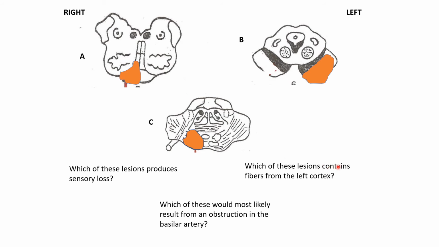Question of which of these lesions contains fibers from the left cortex. Here we're on the left. This is the left side in this representation, and the corticospinal fibers are traveling here, and this in the crus cerebri is in the same position as the cortex. So this would be B. And we can see the answer here is A, the answer here is C, and the answer here is B.